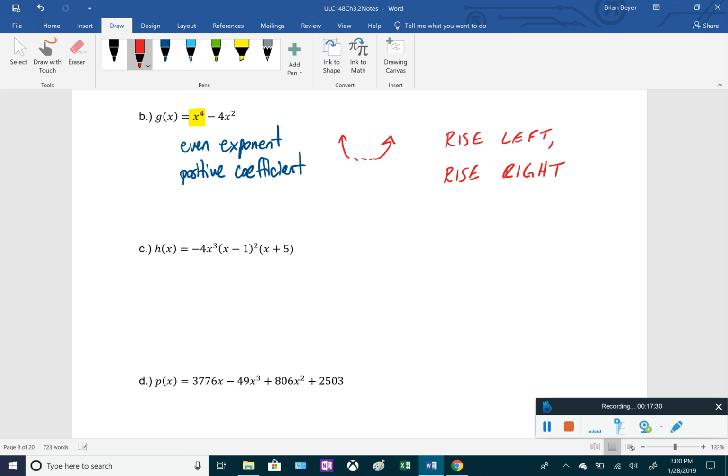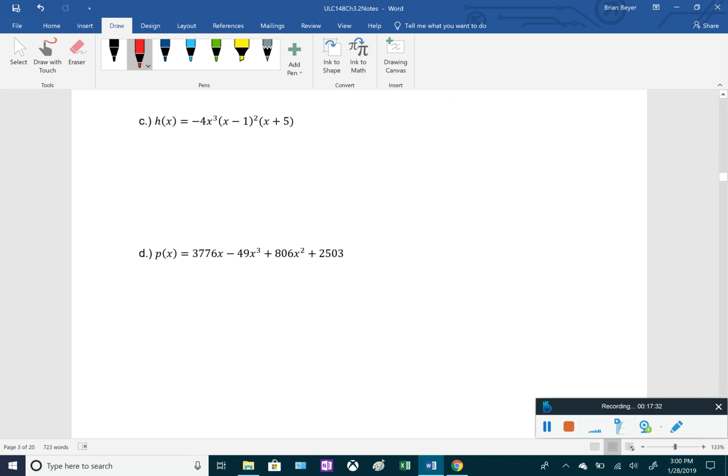Okay, and then the next one, a little bit harder. We have h of x is negative 4x cubed times x minus 1 squared times x plus 5. So this one's factored. So we need to imagine this expanded out. You could distribute everything and expand it out, but it's not necessary for this.